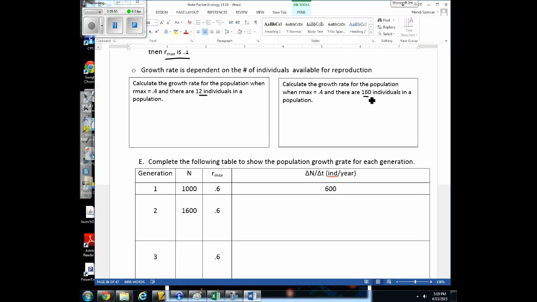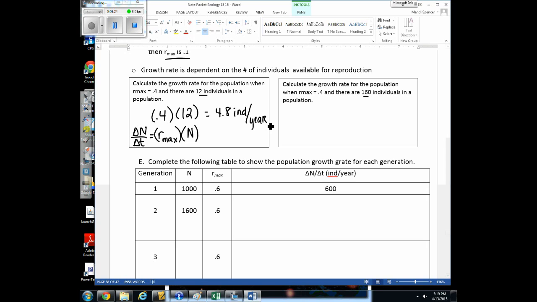In this situation, we're plugging in 0.4 times that initial population, which is 12, and I'm just using that fourth formula, which is population growth rate is equal to Rmax times the initial number of the population. The population is going to add 4.8 individuals per year, or per time, depending on what that time is. It's not always necessarily year.